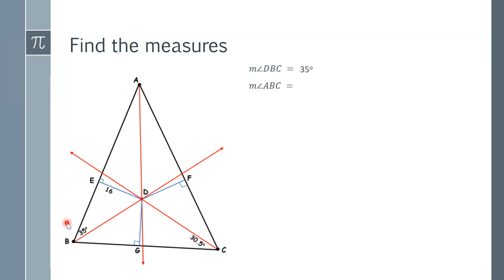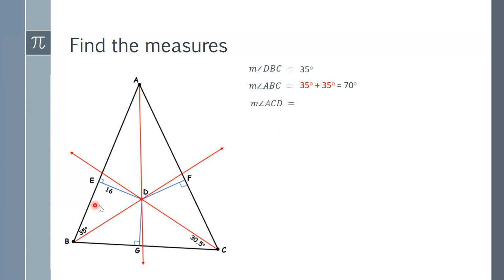Okay, what about angle ABC? ABC, that's the full angle. Well, since this is a bisector, these two angles would have to add together. That's one of our angle addition postulates that we talked about. The 35 plus 35 is 70.